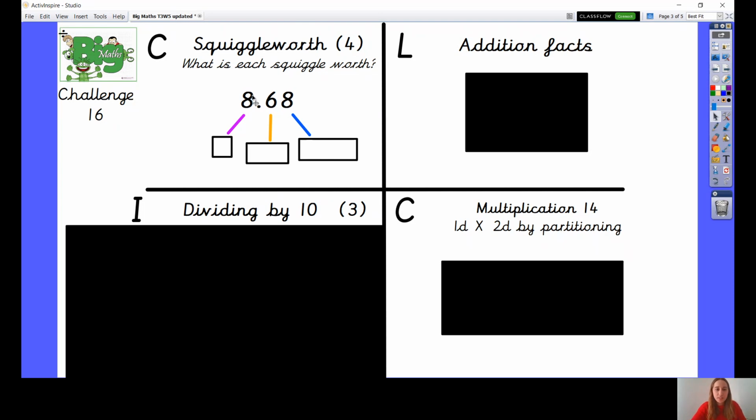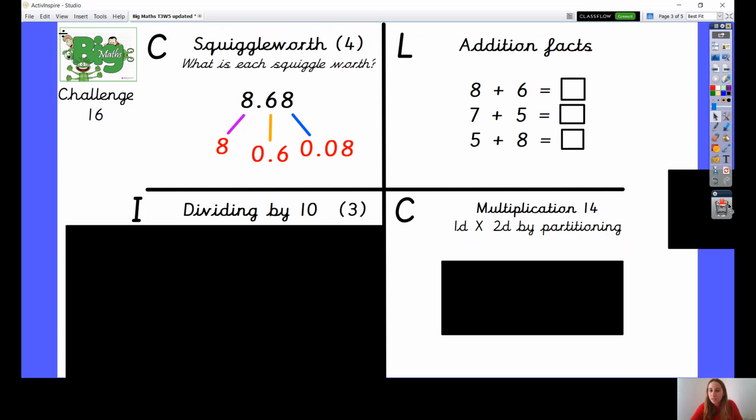So 8.68, I've got 8 ones, which represents 8. I've got 6 tenths straight after the decimal point, which represents 0.6. And I've got 8 hundredths, which represents 0.08, however you'd like to say it.